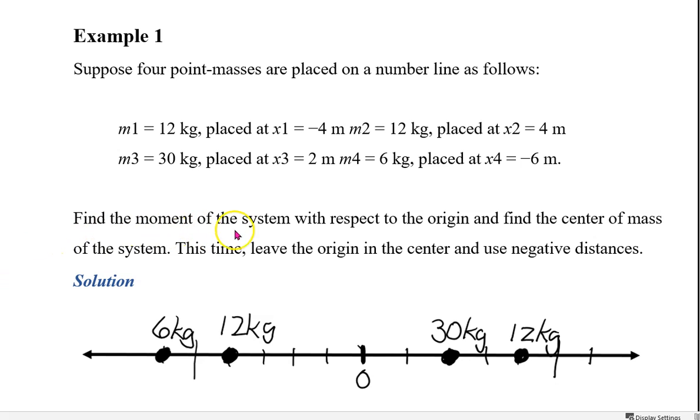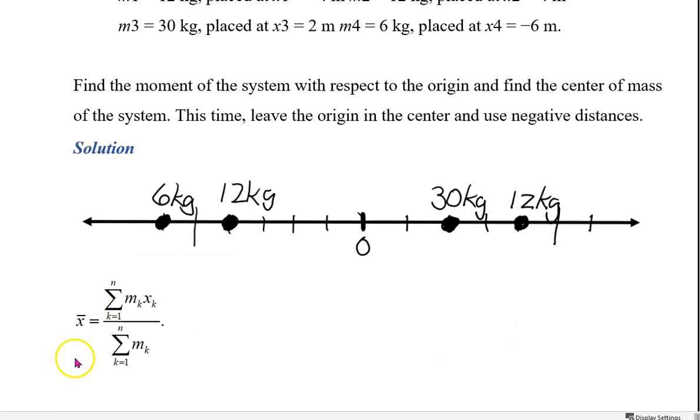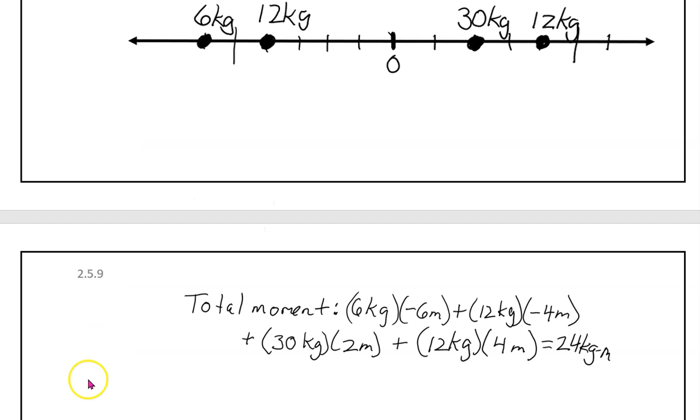Use what you've learned to find the moment of the system with respect to the origin and find the center of mass of the system. Remember that the formula is the total moment of the system divided by the total mass of the system. Let's take a look. Pause the video here, work out the algebra if you can, then turn the video back on to compare your answer to mine.